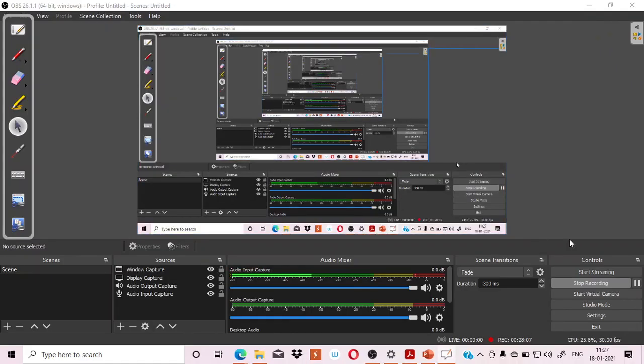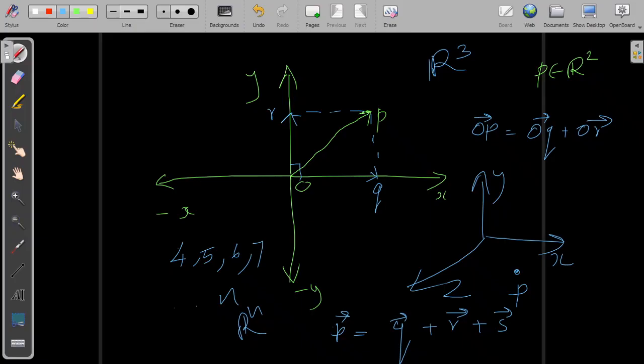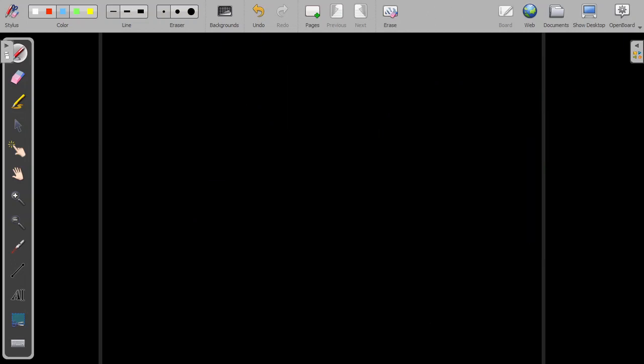Let us consider a non-zero vector in R^n. Let u be a non-zero vector, which is not equal to the zero vector, and which belongs to R^n. So with u in R^2, it will be in the xy plane. The xy plane will be like this.